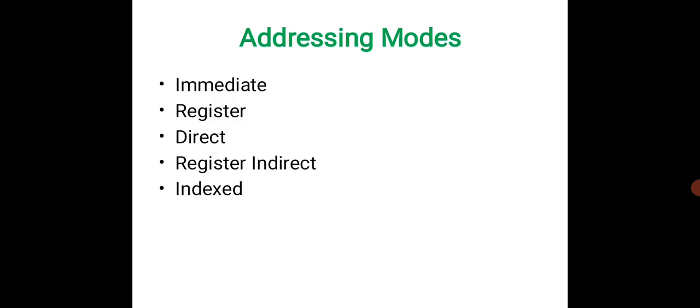We have 5 types of addressing modes in 8051: immediate addressing mode, register addressing mode, direct addressing mode, register indirect addressing mode, and indexed addressing mode. We'll see them one by one. And of course, we know that addressing mode is defined as the way we fetch an operand. It can reside in a register, it can reside in a memory location, or it can be mentioned indirectly or directly. So we'll see them one by one.